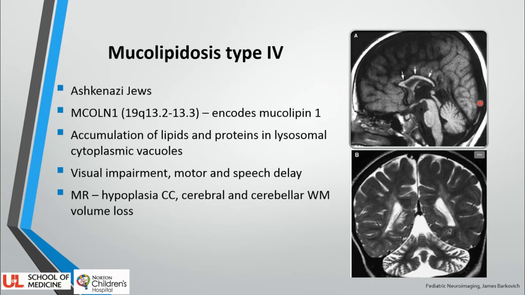And on imaging, as seen on the sagittal T1 weighted image on top, there is hypoplasia of the corpus callosum. Coronal T2 image below shows abnormal bright signal in the white matter, as well as cerebral and cerebellar volume loss seen as dilatation of the sulci and cerebellar folia.